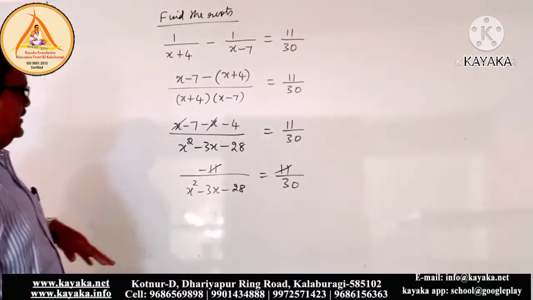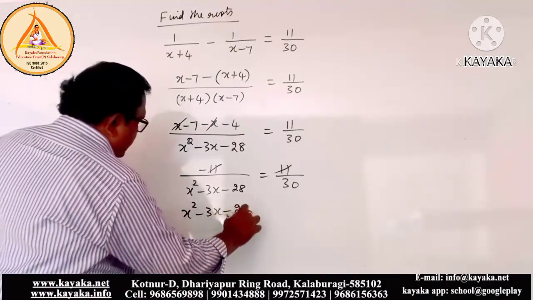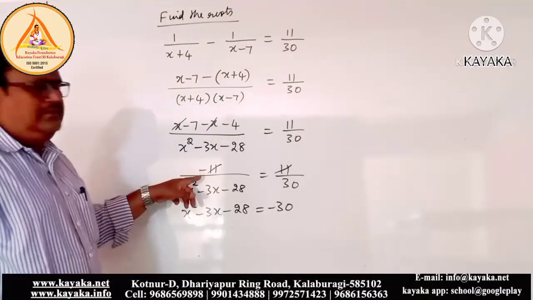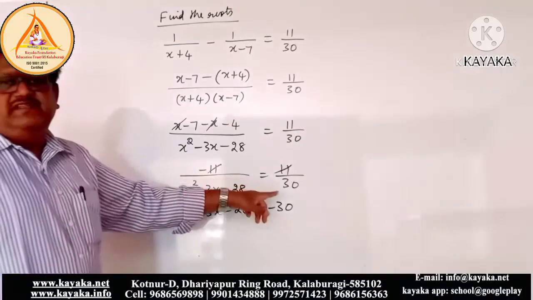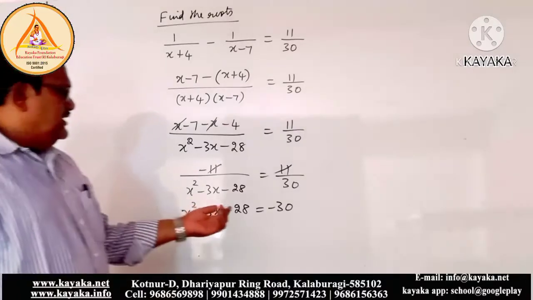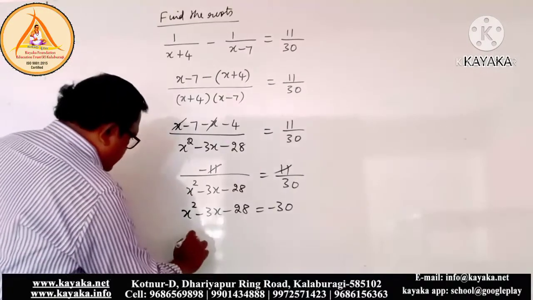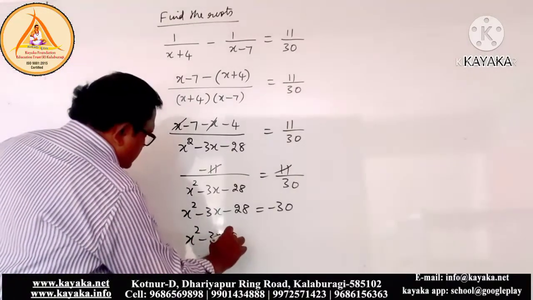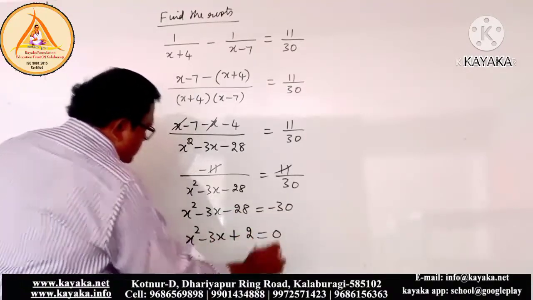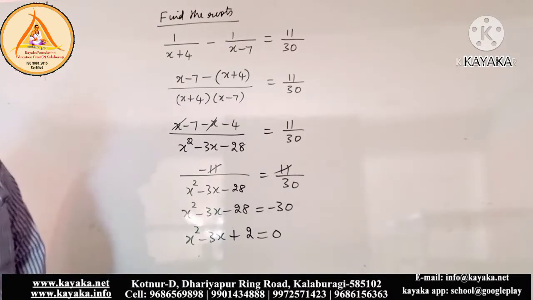Now you can cross multiply. Therefore you will get x square minus 3x minus 28 will be equal to minus 30. Because here a minus sign is there. This minus, if you multiply with this 30, you will get minus 30. Now what you have to do is, bring this minus 30 to this side. Therefore you will get x square minus 3x plus 30 minus 28, you will get plus 2 will be equal to 0. Okay, dear children.